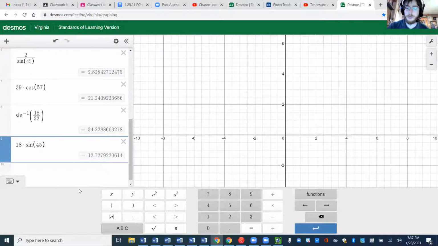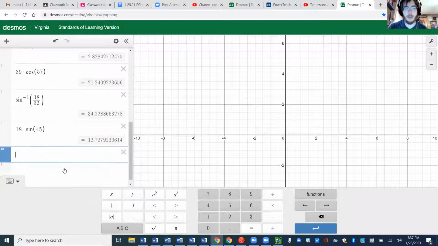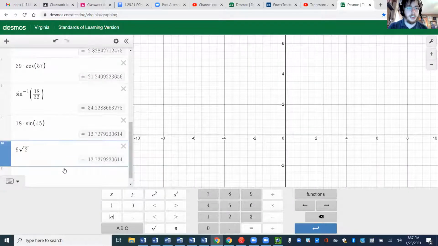And if you type your answer choices in, you'll see that 9 square root of 2 is the one that matches up with it.